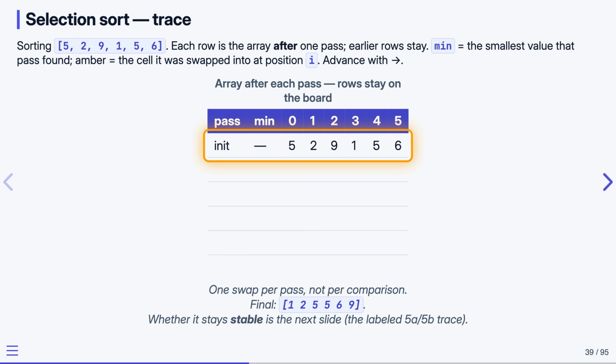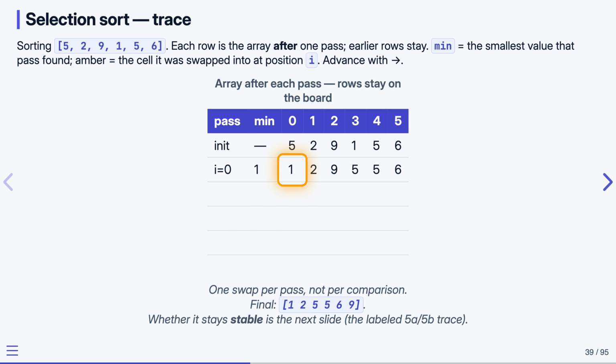Let's trace selection sort on the array 5, 2, 9, 1, 5, and 6. Each pass adds one row and the old rows stay. The min column is the smallest value that pass found. The amber cell is where that value was swapped in. The top row is the start: 5, 2, 9, 1, 5, 6.